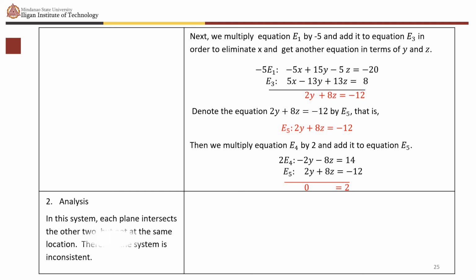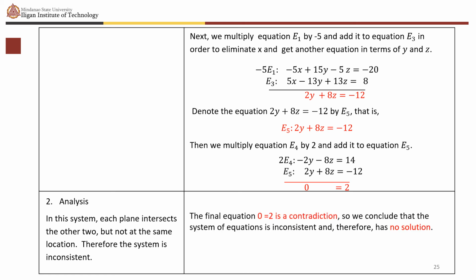Meaning to say, in this system, each plane intersects the other two, but not at the same location. So therefore, the system is actually inconsistent. The final equation 0 equal to 2 is a contradiction. So we conclude that the system of equations is inconsistent and therefore has no solution.